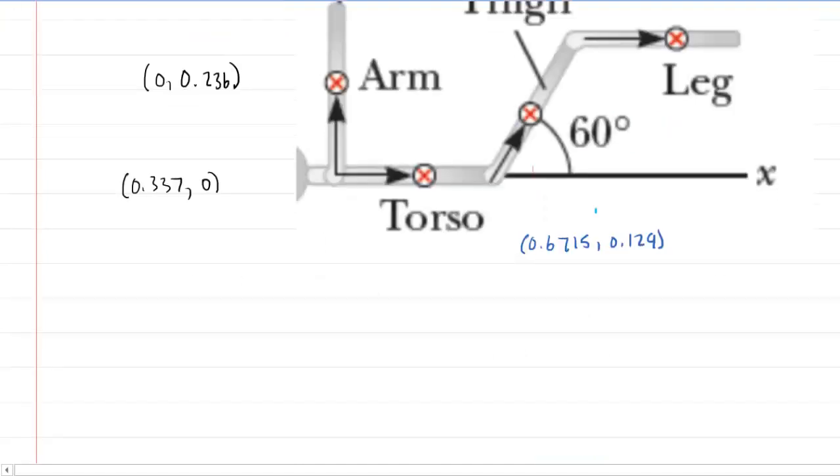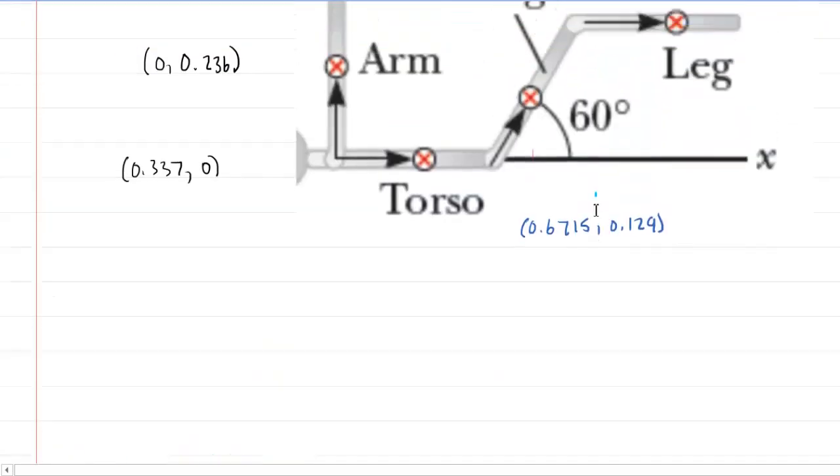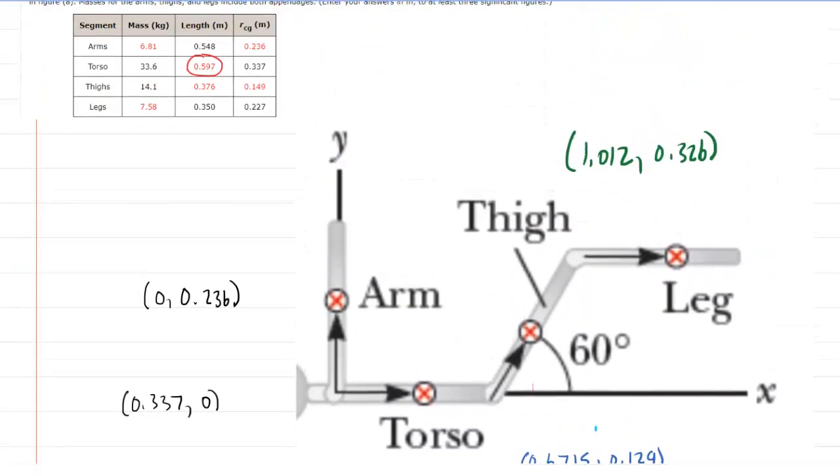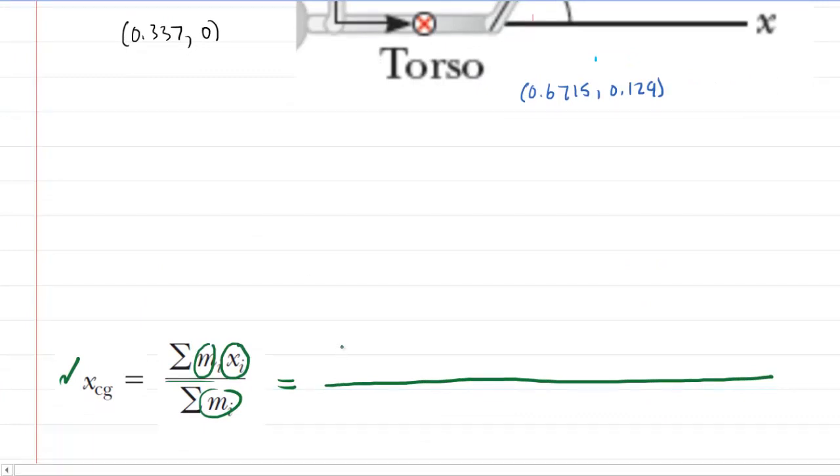And to find the x-coordinate, we're going to apply the following equation right here. Now this looks a little intimidating, but it's relatively easy. What it tells us to do is to multiply the mass of each body part times the x-coordinate of the body part's center of gravity, and then divide that by the total mass of all four body parts here. So we'll set up a very long fraction here. We'll start out with the arm, and the arm has a mass of 6.81 and an x-coordinate of 0. So you'll take those two numbers and multiply them together. 6.81 kilograms times 0 meters, like so.